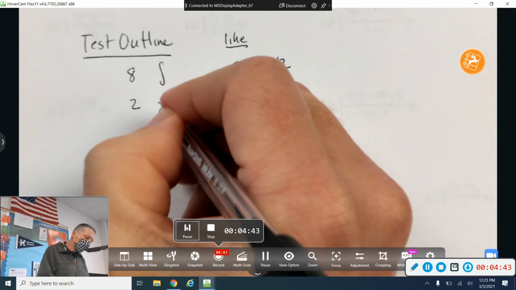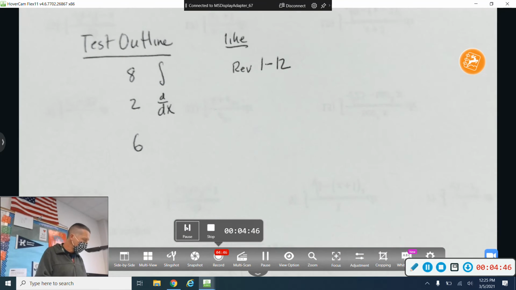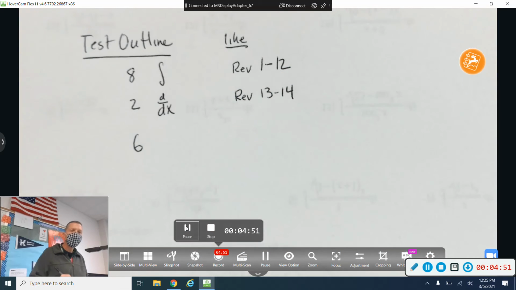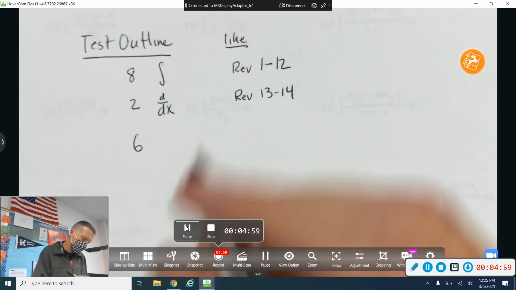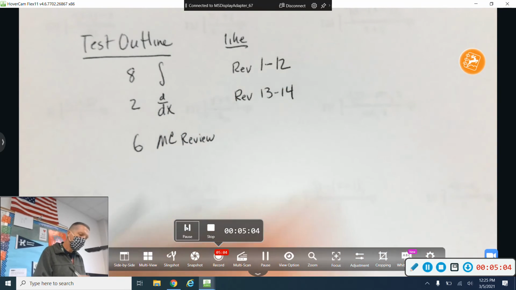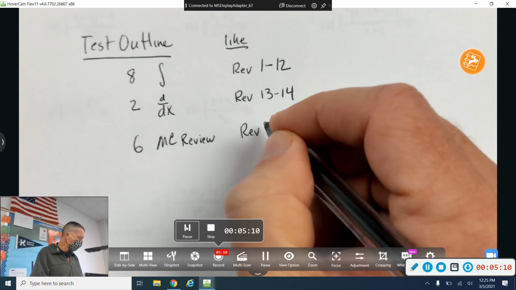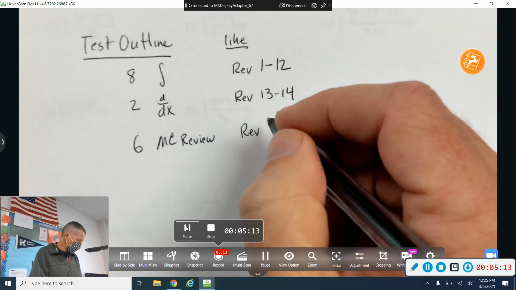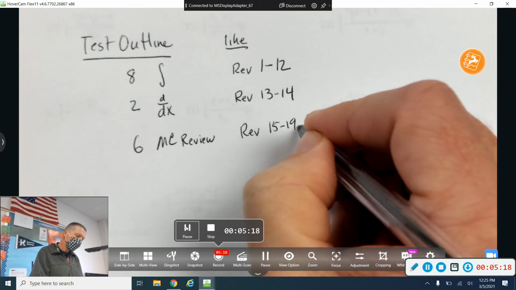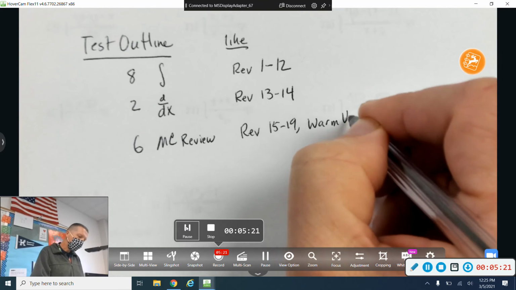Then there are 2 derivative questions. Similar to 13 and 14 on the review. Find the derivative of inverse trig functions. And then there are 6 multiple choice review questions from past subjects. Well, some from past, some from current. Those would be like 15 through 19 on the review, and today's warm-ups.